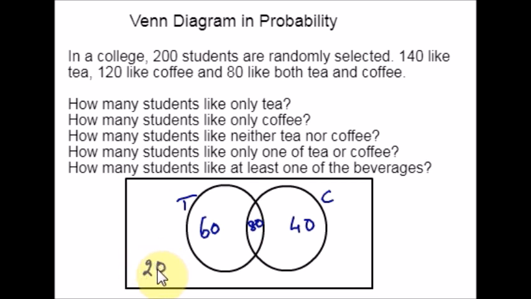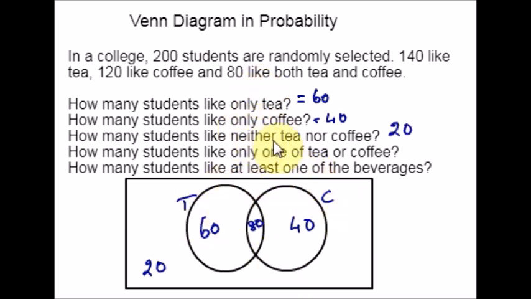So the number of students who like only tea is 60, the number of students who like only coffee is 40, the number of students who like neither tea nor coffee is 20. The number of students who like only one of tea or coffee is 60 plus 40, which is equal to 100. So let me write the answers. Once you construct the Venn diagram, it will be easy for you to answer all the questions. Only a few calculations will be needed. The thing is how you enter the values in a Venn diagram.